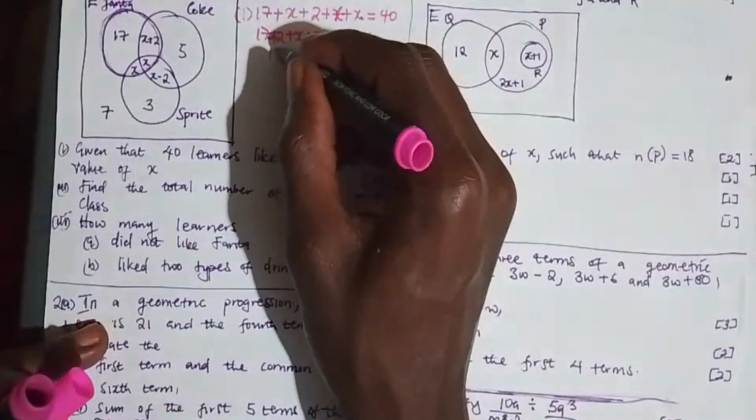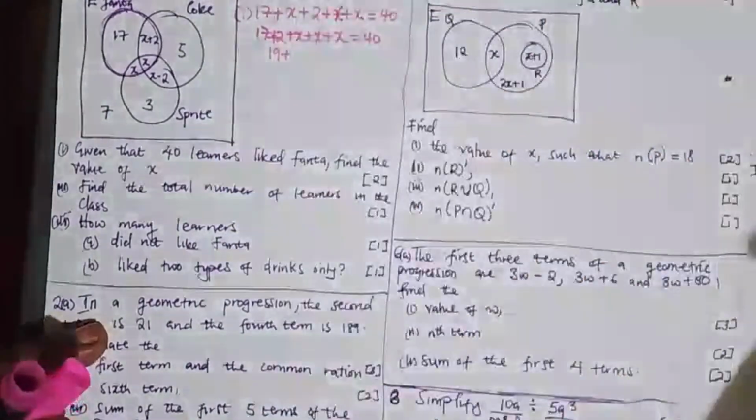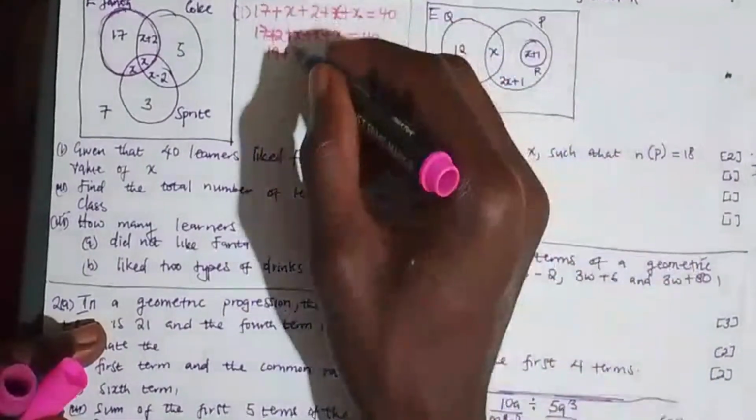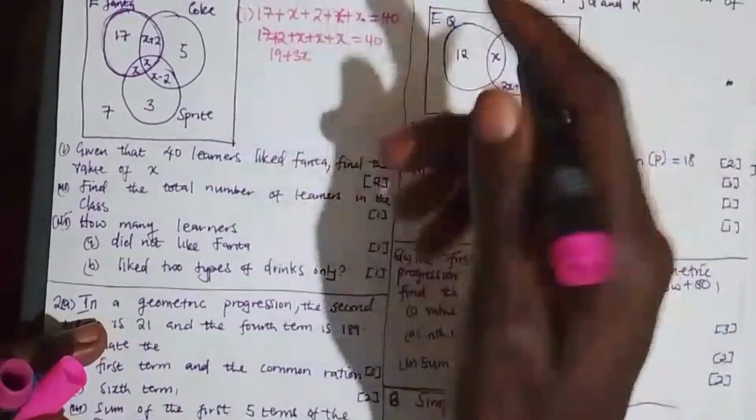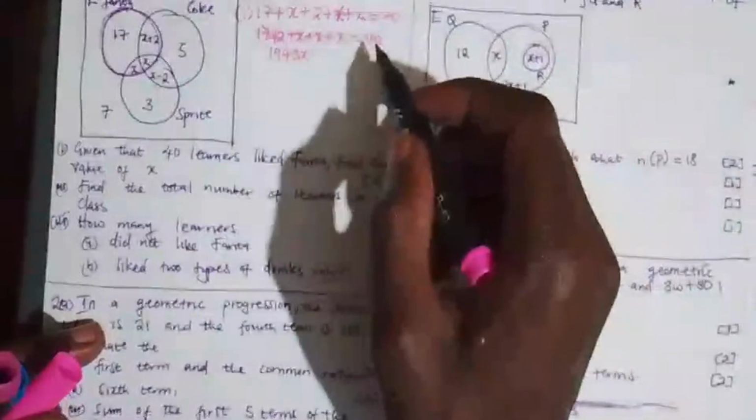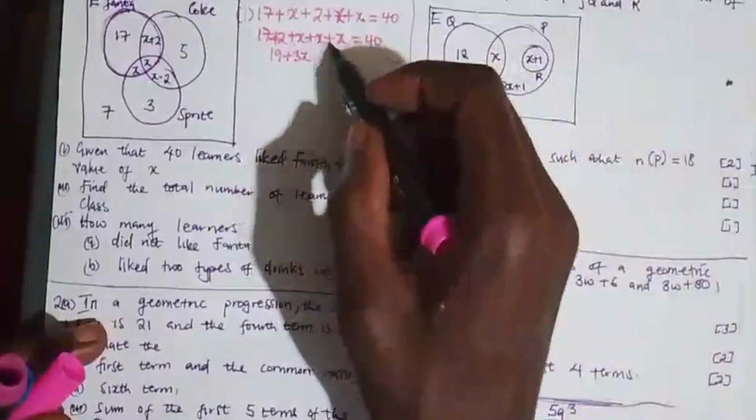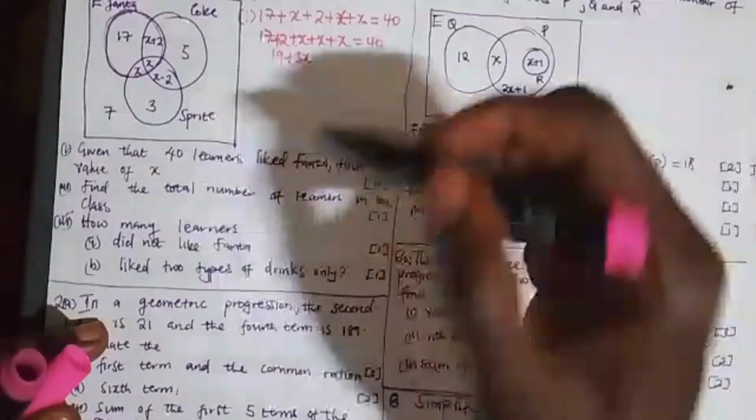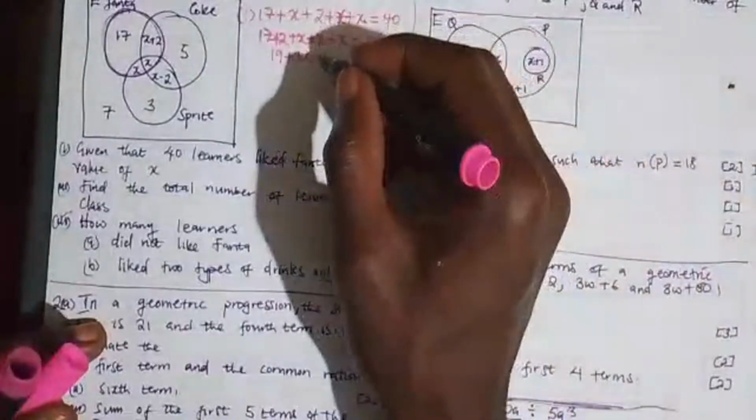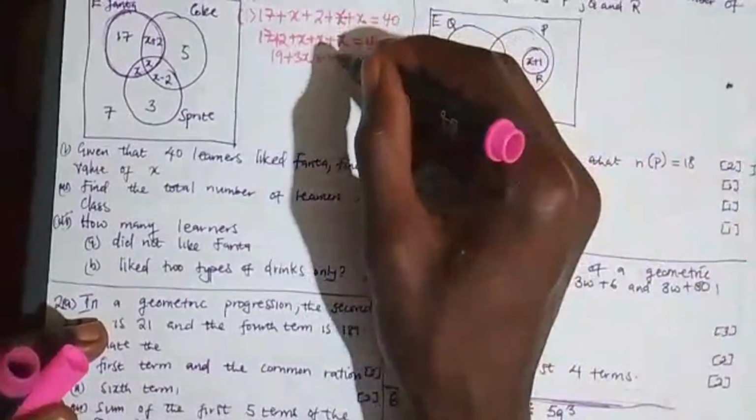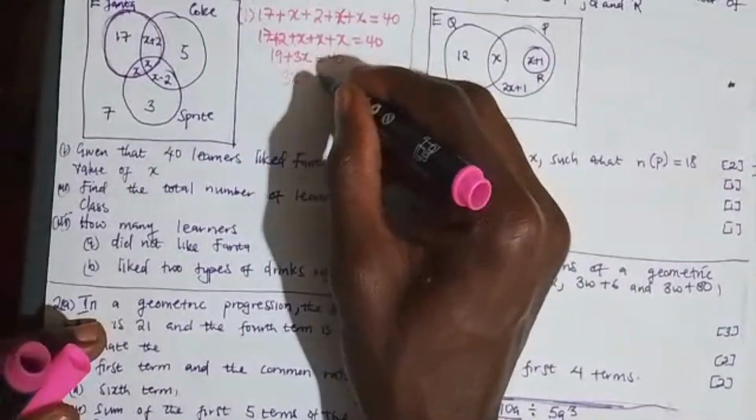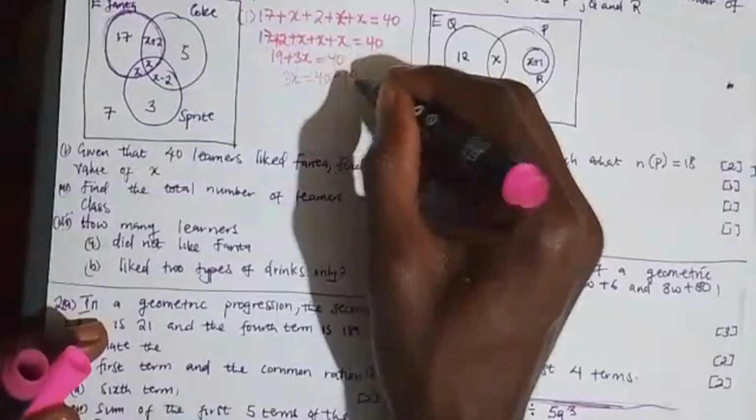So 17 plus 2 gives 19, plus. Then how many x do we have? 1, 2, 3. So we have 3x. Remember, addition and multiplication are different. If we were multiplying, it could have been x cubed. But if we are adding, you just count the number of x's. It is equal to 40. Then this moves to the other side. You have 3x is equal to 40 minus 19.